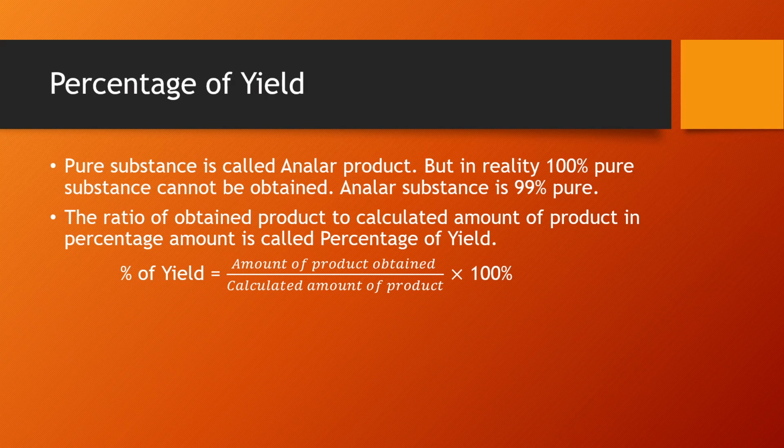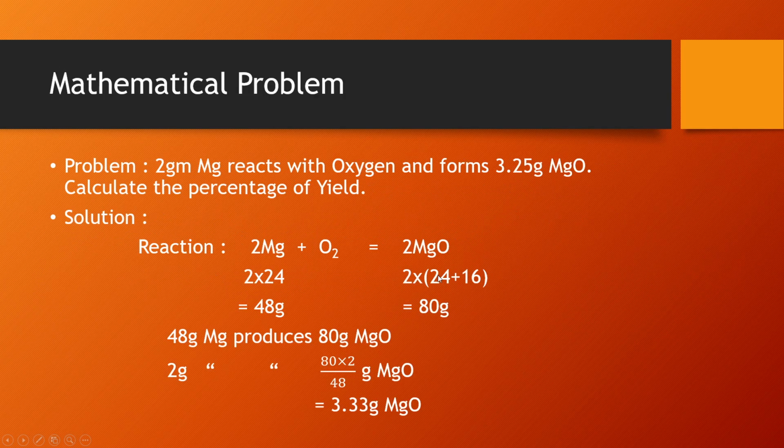And the next and last lesson of this chapter will be the percentage of yield. The percentage of yield comes from the pure amount of product. Pure substance is called an analytical product, but in reality 100% pure substance cannot be obtained. An analytical substance is about 99% pure. So the ratio of obtained product to the calculated amount of product, in percentage, is called percentage of yield. So percentage of yield is the amount of product obtained divided by the calculated amount of product, multiplied by 100%.